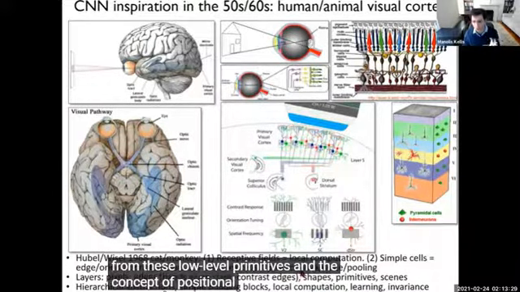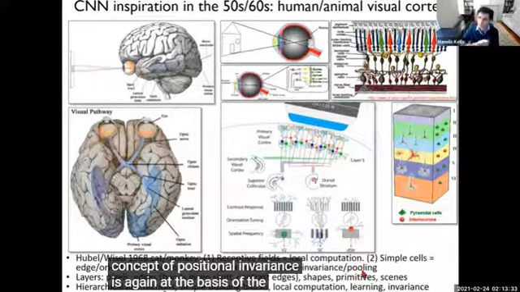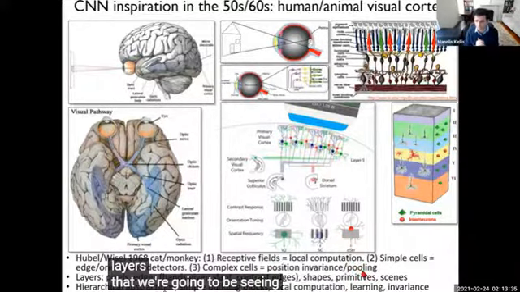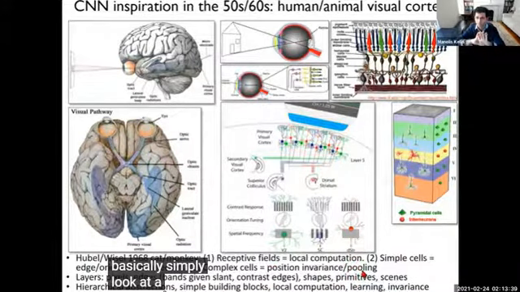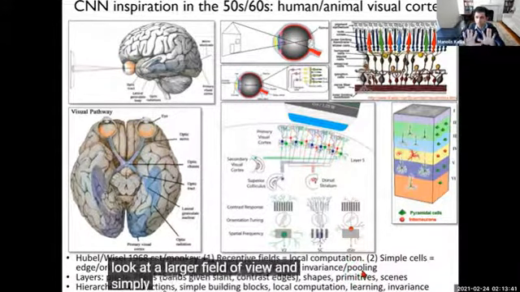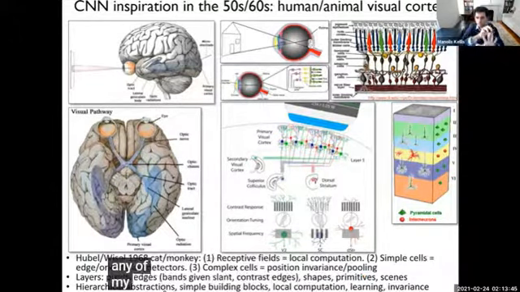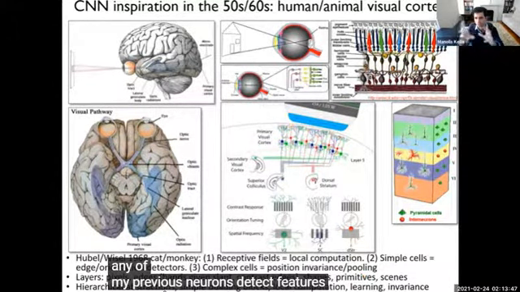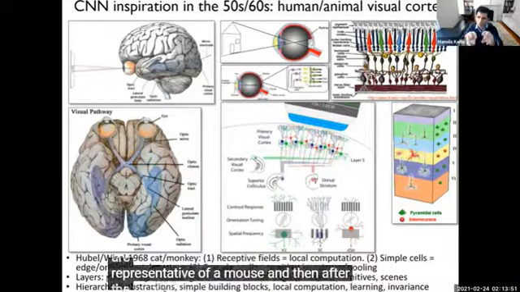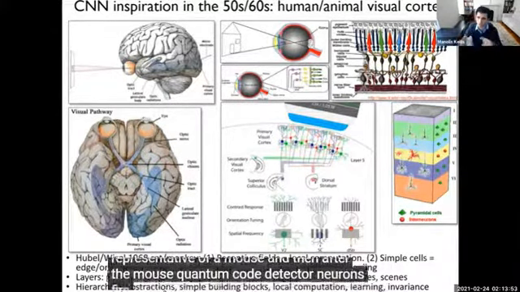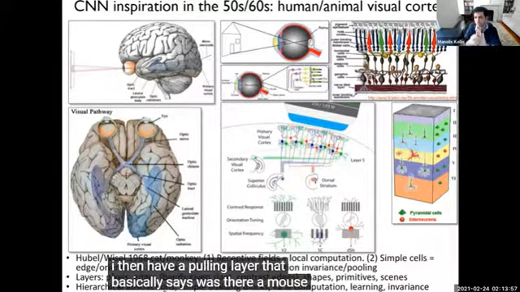And the concept of positional invariance is again at the basis of the pooling layers that we're going to be seeing in convolutional neural networks, that basically simply look at a larger field of view and simply say, was there a mouse anywhere in there? Did any of my previous neurons detect features that are representative of a mouse? And then after the mouse, quote unquote, detector neurons fire anywhere in the image, I then have a pooling layer that basically says, was there a mouse anywhere?